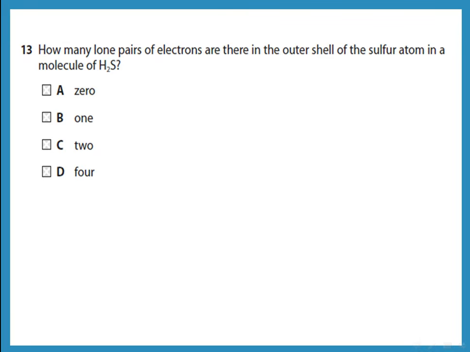How many lone pairs of electrons are there in the outer shell of the sulfur atom in a molecule of H2S? Well, if you remember how we drew H2S, we said S is in group 6, so it has 6 electrons in its outermost shell. It needs 2 more, so it will share 2 of its electrons with 2 hydrogens. And then how many lone pairs of electrons does it have? We have 2 lone pairs of electrons. Remember that every 2 electrons is a lone pair.